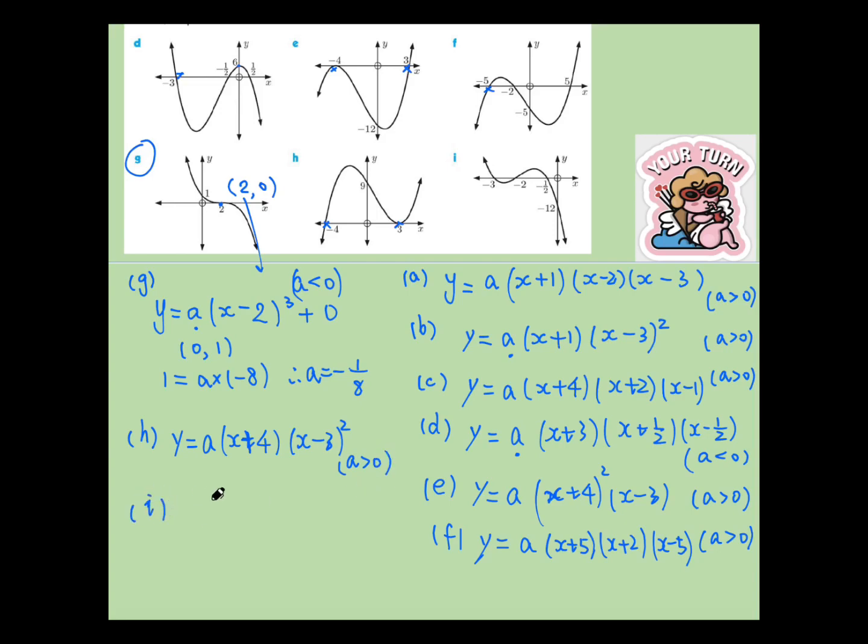Finally, we have I. For I, the graph is climbing down, therefore a should be negative. And there are 3 distinct x-intercepts, and the 3 linear factors will be x plus 3, x plus 2, and then x plus half. And the corresponding y-intercept is negative 12. Use the point (0, negative 12) to determine the unknown value of a.